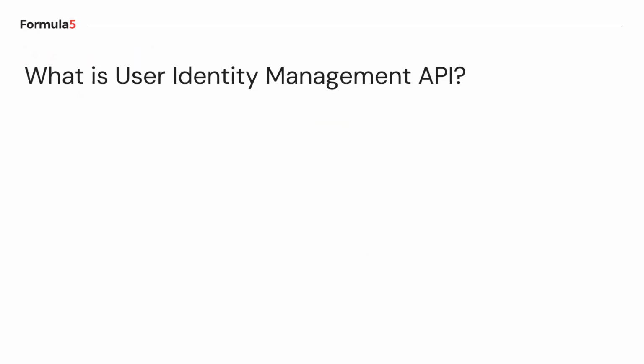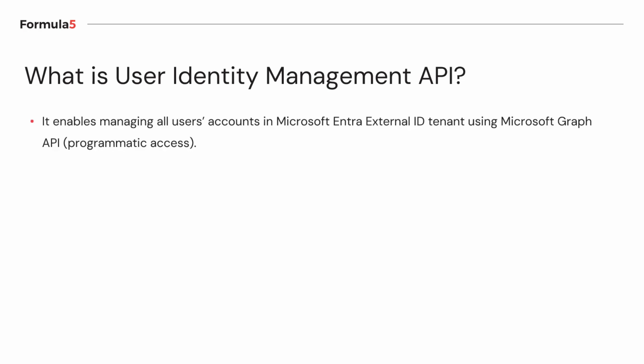So let's start. What is User Identity Management API? User Identity Management API enables managing all users' accounts in Microsoft Entra External ID tenant using Microsoft Graph API, so the programmatic access. Obviously, on one side, we have the Entra portal where we can sign in as an administrator. We can go to the user section and change some attributes on the users, create a new user, invite some users to the tenant, and so on.